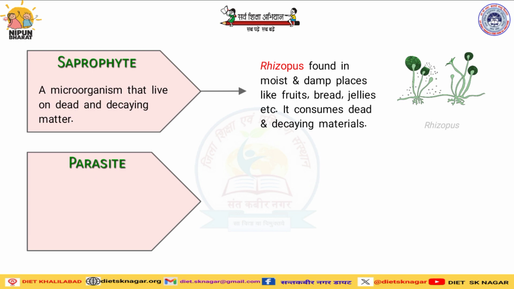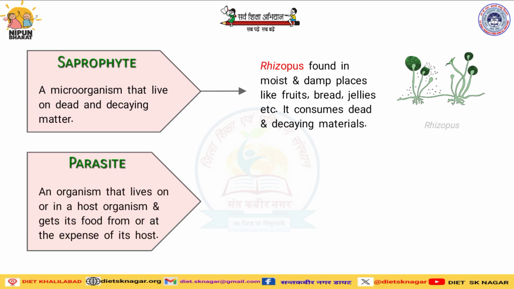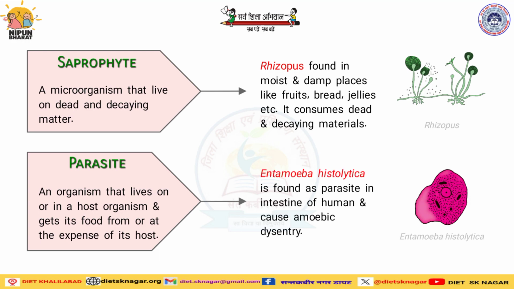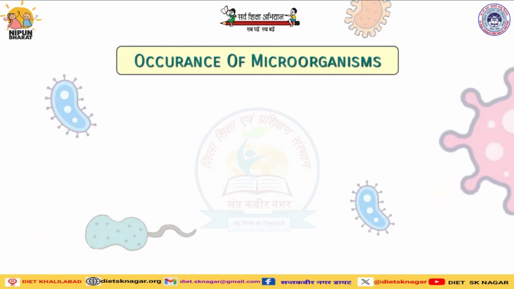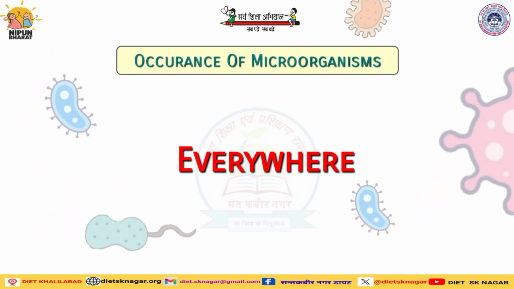And some organisms that live on or in the host organism and get their food from that organism are called parasite. Students, the example of parasite is Entamoeba histolytica. It is found as parasite in intestine of human and cause amoebic dysentery. So students, we can say that microorganisms are found everywhere.